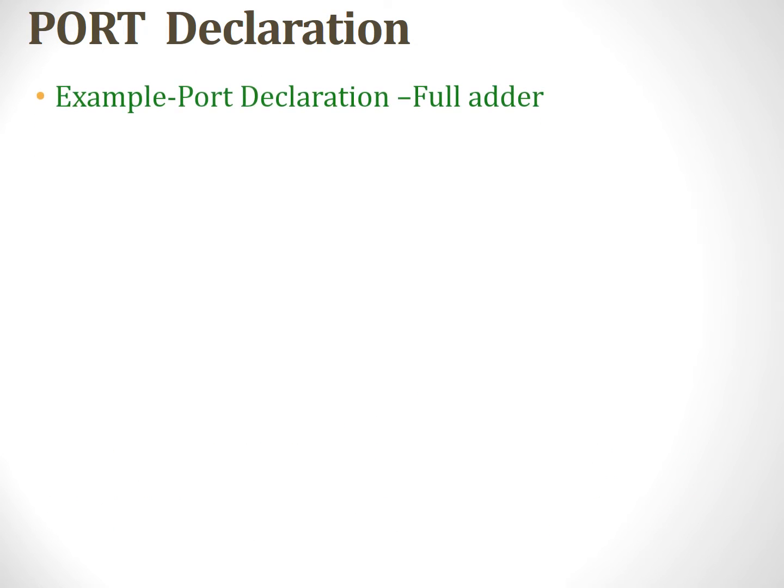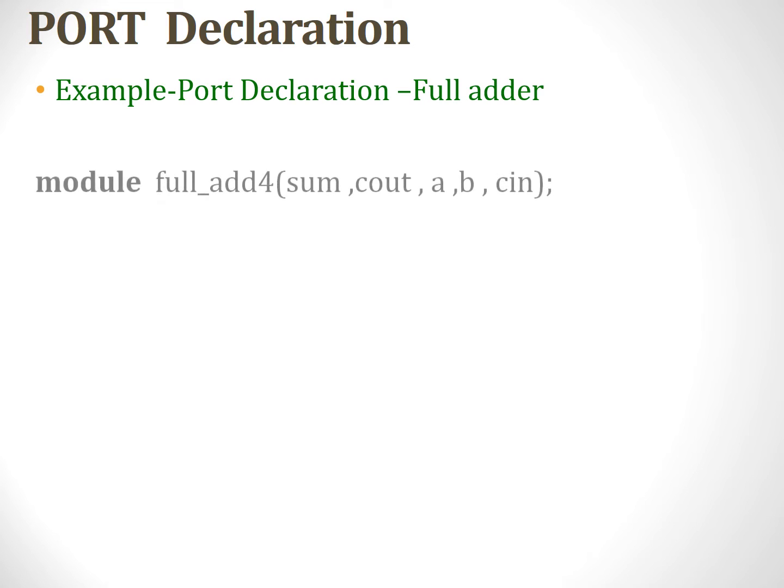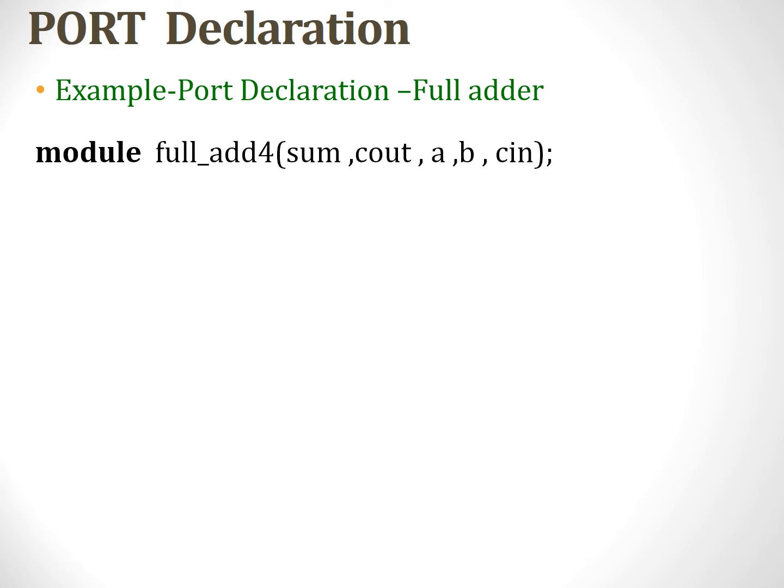Continuing our example of the full adder, we had declared module full adder. In this example, let us identify which are the output and input terminals. Sum and cout are the output terminals. A, B and Cin are the input terminals. So how do we declare them? We have to declare them using the keyword input followed by the names of the variables.